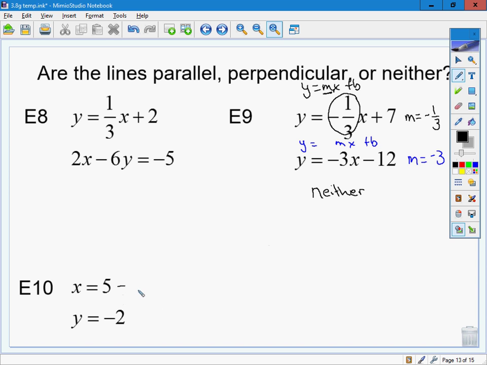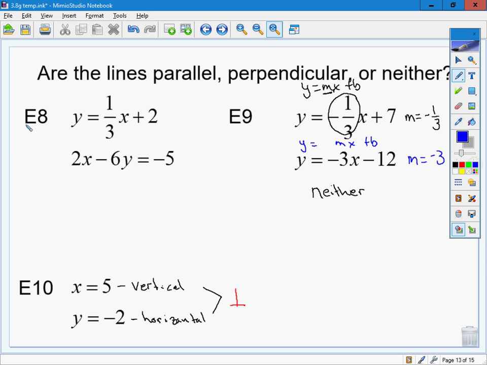X equals 5 is a vertical line. Y equals negative 2 is a horizontal line. X equals 5 has an undefined slope. Y equals negative 2 has a 0 slope. And these two lines, the way we talked about the exception, would be perpendicular.